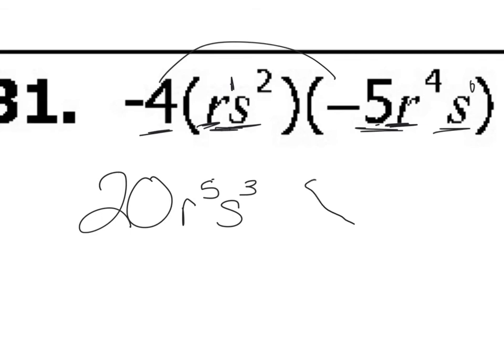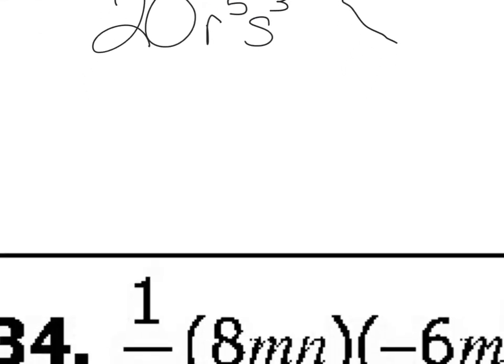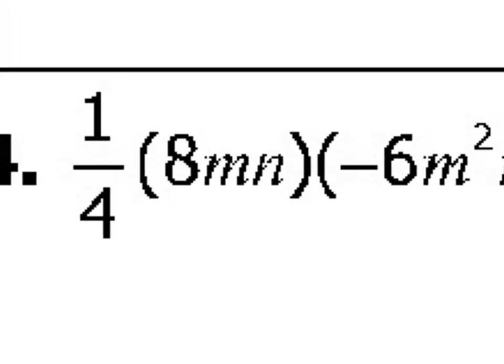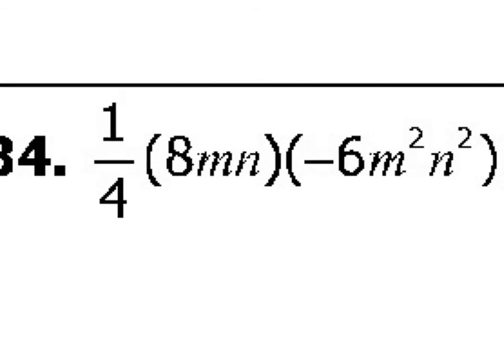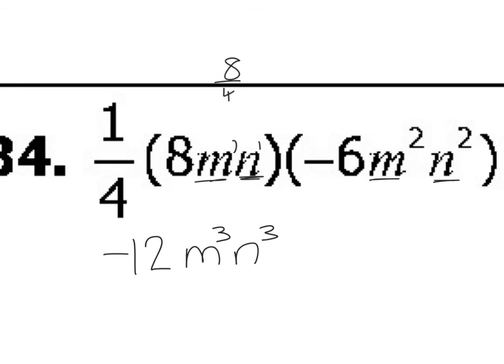All right, and let's do one down here with some fractions. And y'all, fractions, a number just like anything else. All right, 1/4 times 8 is the same thing as 8/4, which is 2, times -6 is -12. And then m's, we got 3 of them, and then n, we have 3. Don't forget those visible ones.